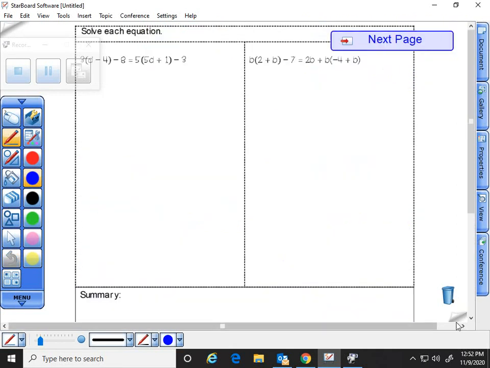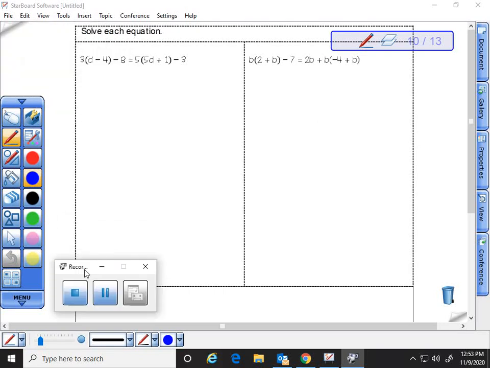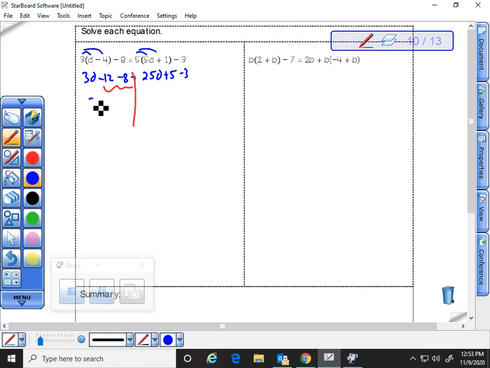Alright, last page, we have equations. So on this one here, let's distribute the 3 throughout. In distributing the 3 throughout, you get 3d minus 12 minus 8 equals, distributing the 5 throughout, you would get 25d plus 5 and then the minus 3. I'd probably combine your like terms here to get 3d minus 20. Combining your like terms here, I'd get 25d plus 2.